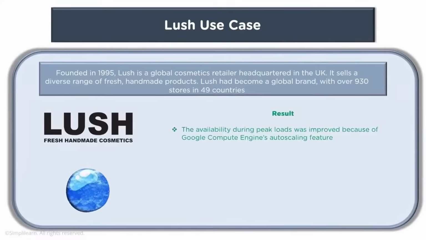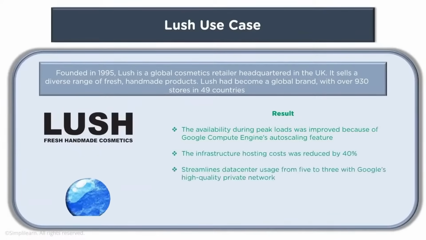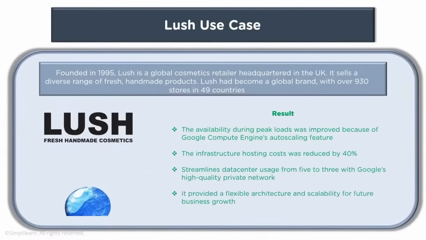Now, what was the result of all this? The availability during peak loads was improved because of Google Compute Engine's auto-scaling feature. The infrastructure hosting costs were reduced by 40%. Streamlining data center usage from 5 to 3 with Google's high-quality private network really benefited Lush, and it provided a flexible architecture and scalability for future business growth.